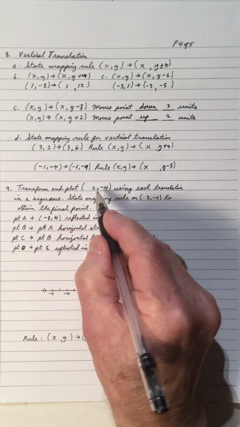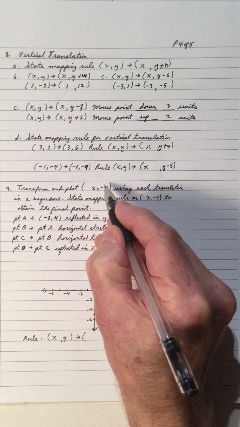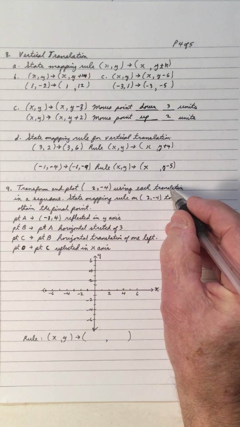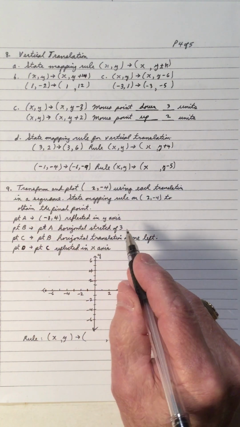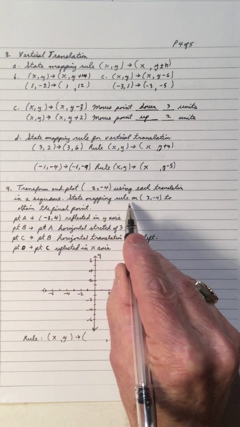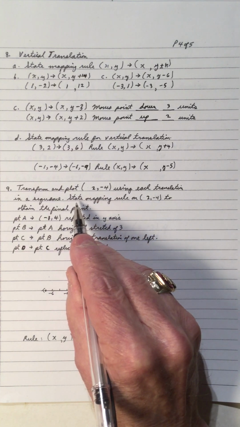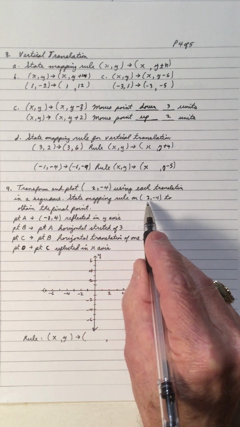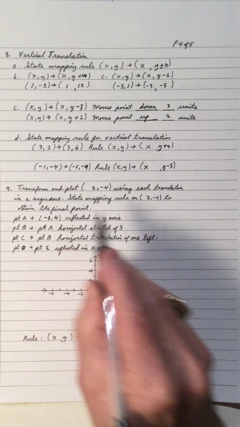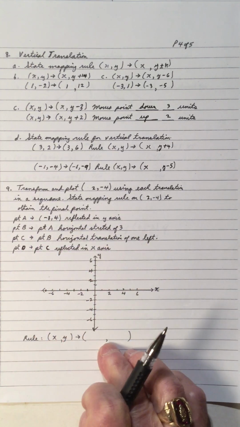Translate and plot this ordered pair of (2, -4), using each translation in a sequence. State the mapping rule on (2, -4) to obtain the final point. That's the mapping rule I'm going to have down here.